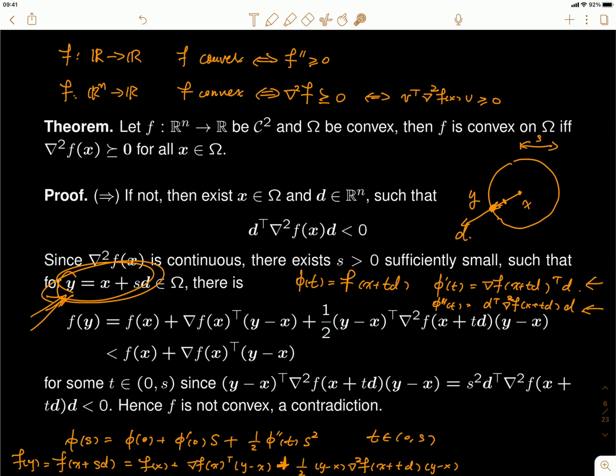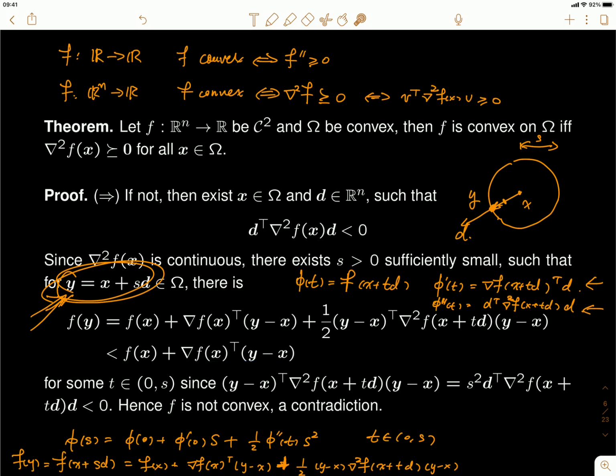And now remember that the y is here, and this y is also equal to x plus sd, and t is smaller than s, so that means x plus td is somewhere on this line. But this is in this ball, and we said that within this ball, this quantity is always negative. So that means this quantity right here will be negative. And this negative means that the whole thing on the right-hand side is less than just the first two terms, since the last term is negative. And that is how we get the second line.